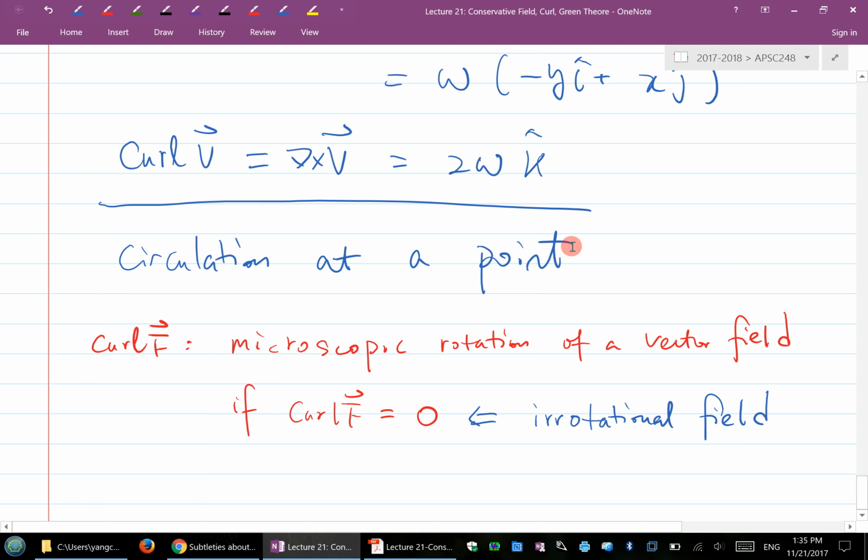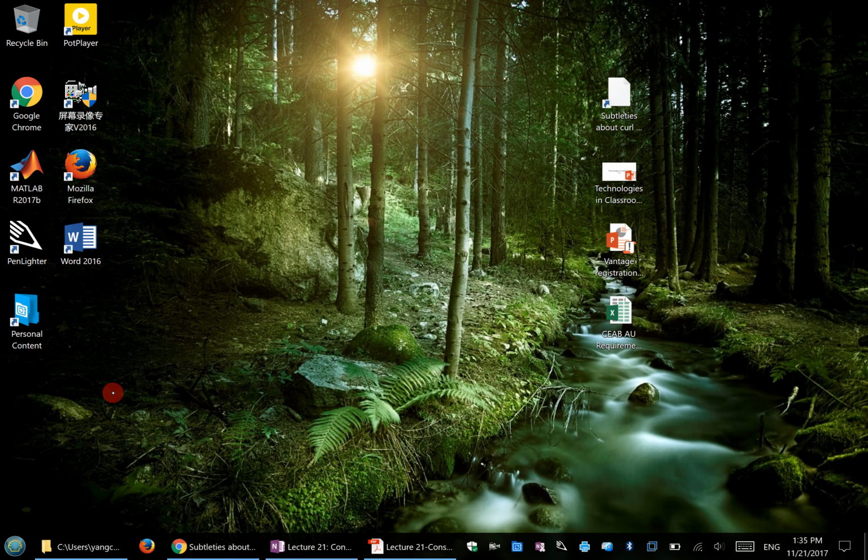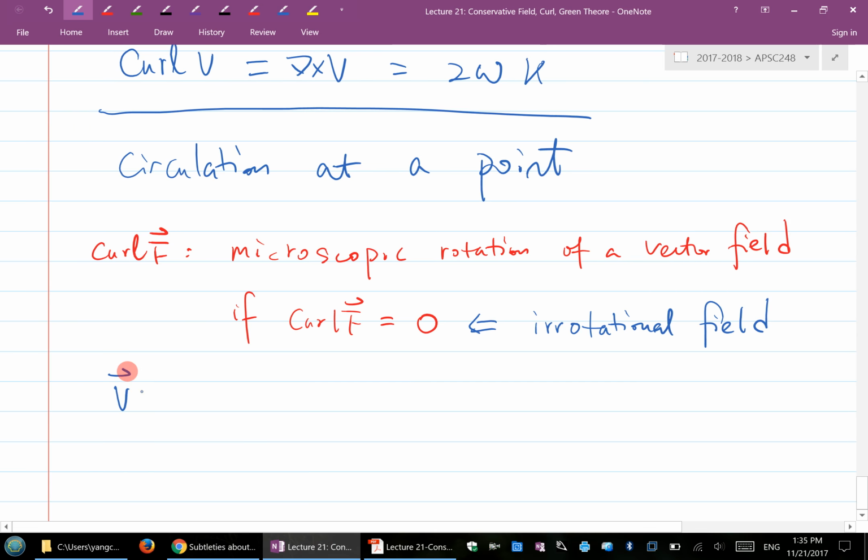So I'll give you another example, which I actually wrote down in order to answer Dan's question there. So let's say that vector field V, as I gave it to you previously.